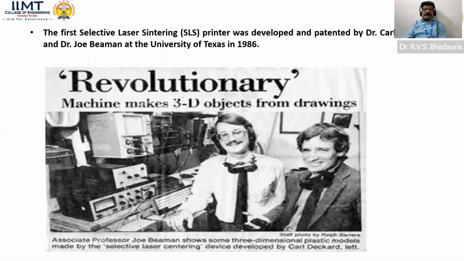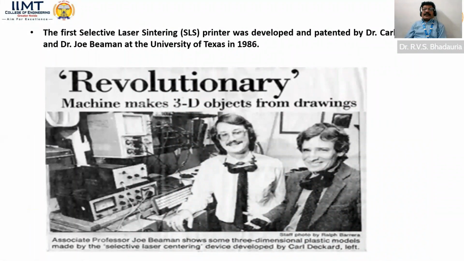This is the SLS printer. The SLS printer is very revolutionary. You can see in this slide, the two brothers of Texas in 1986, the SLS printer was developed. SLS is selective laser sintering.